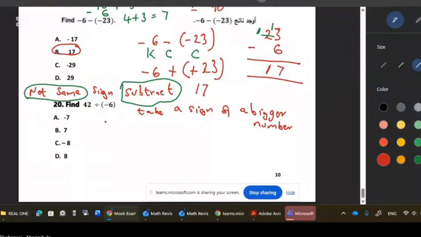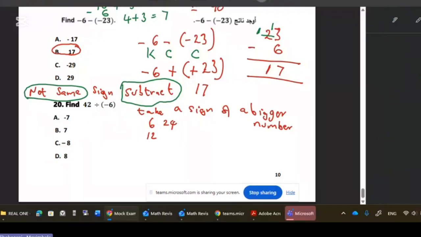You can find the multiples of 6. Do you know the multiples of 6? Give me the multiples of 6. 6, 12, 18, 24, 30, 36. Someone is saying 26. What is 24 plus 6? 30. Guys, I'm worried about you. Yes, 30. Or do it like this if you forget.